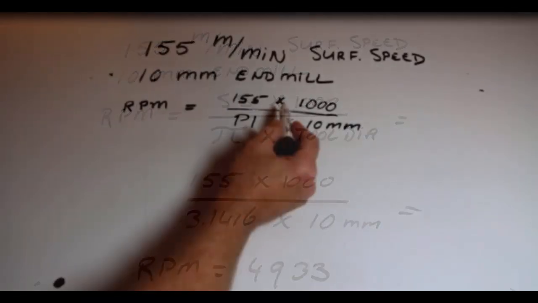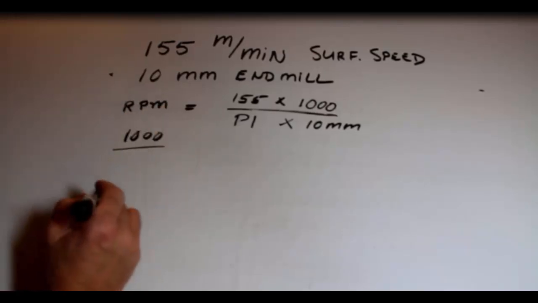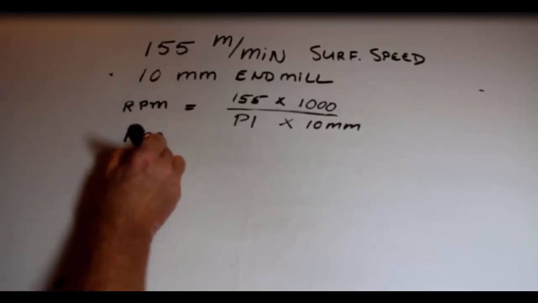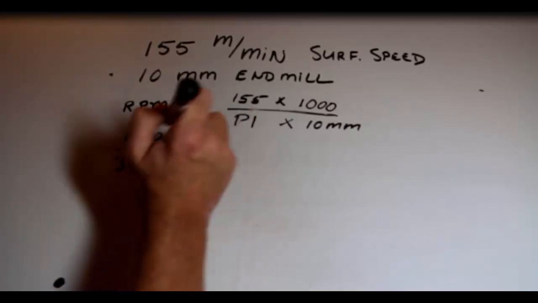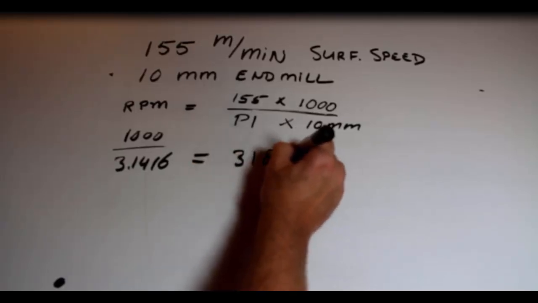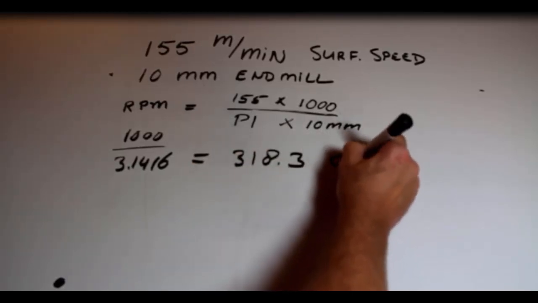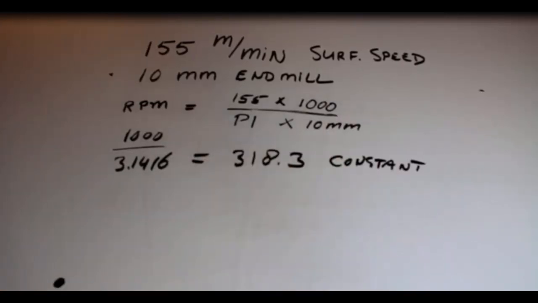Now that to me doesn't look very simple, so let me see if I can help you simplify this a little bit. We're going to take the 1000 millimeters and divide that by pi, which is 3.1416. If you plug that into your calculator, you come up with 318.3. And that is going to be the constant we're going to be using in a new formula.